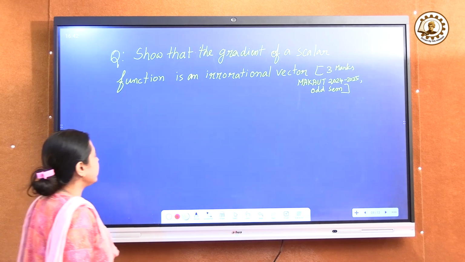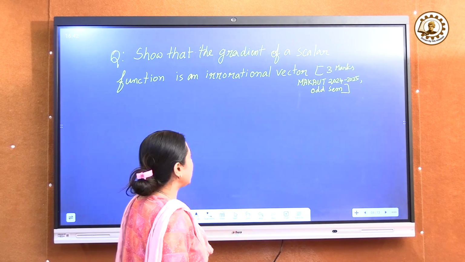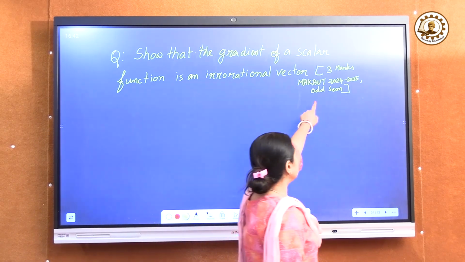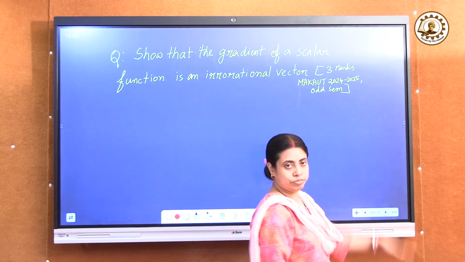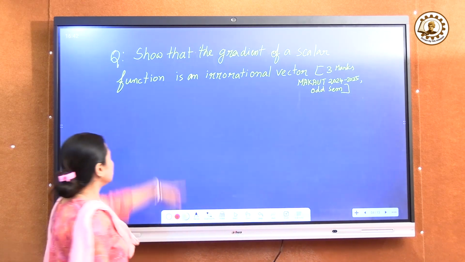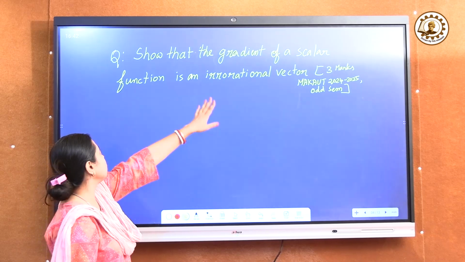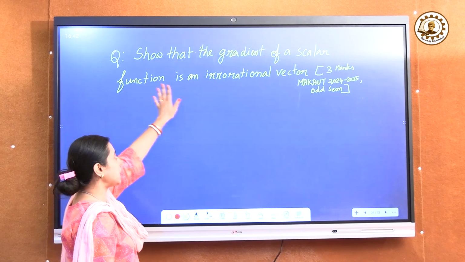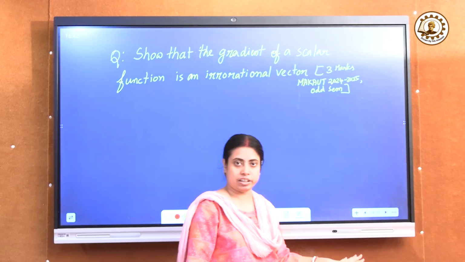Today, we will be solving a problem which came in the MAKAUT odd semester 24-25. So the question is, show that the gradient of a scalar function is an irrotational vector.